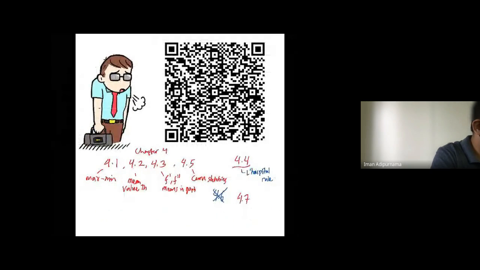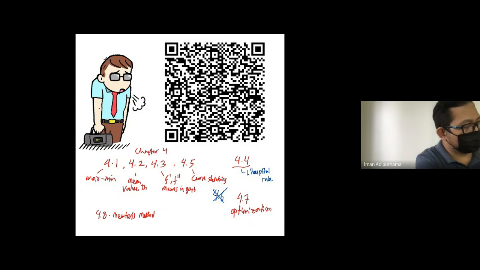4.6 we skip. This is the same curve sketching, but with the graph calculator, but we just skip that. And then 4.7, this is what we call optimization. And 4.8 is Newton's method. I think I already talked a little bit about Newton's method, but I will let you go into details of what Newton's method is. And then 4.9 is what we call antiderivative.